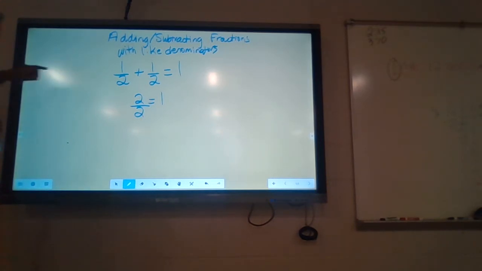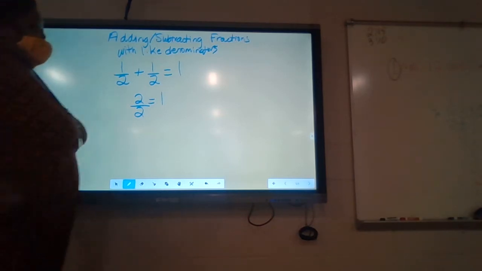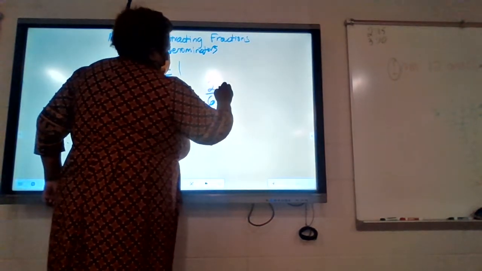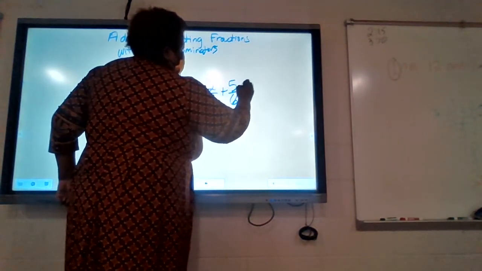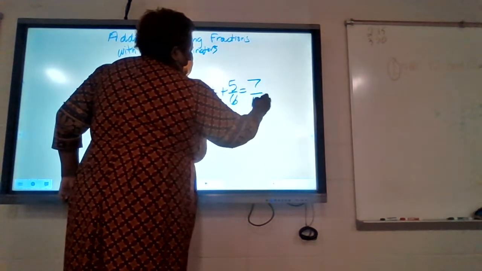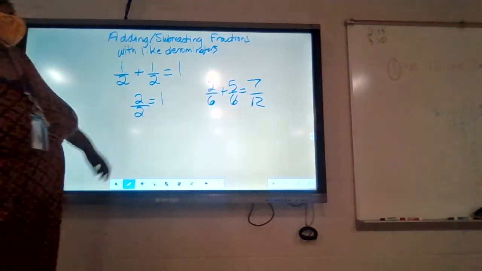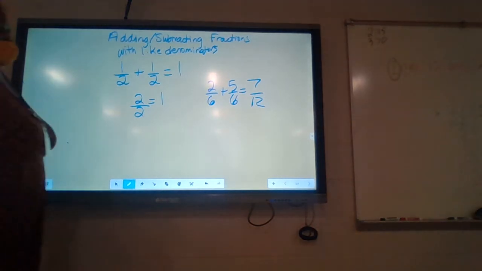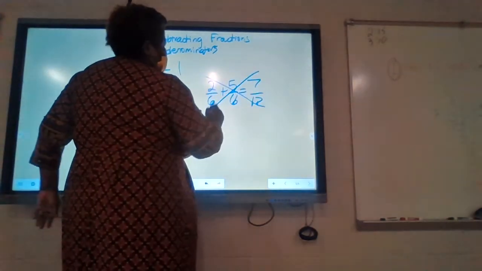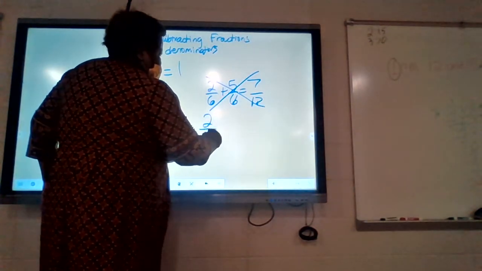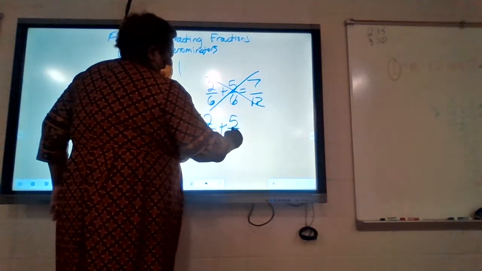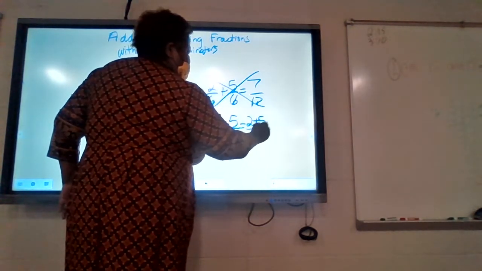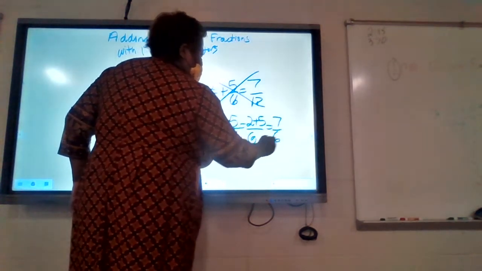If it doesn't make sense that two halves is equal to a half, that doesn't make sense either. 2/6 plus 5/6 is not equal to 7/12. 2/6 plus 5/6 is 2 plus 5 over 6. So it's 7 over 6.